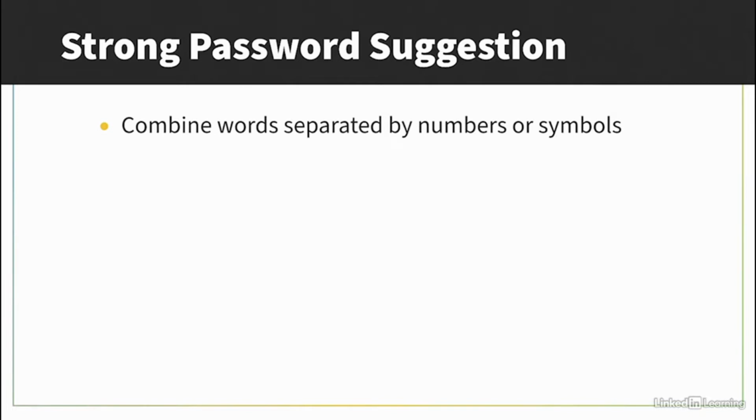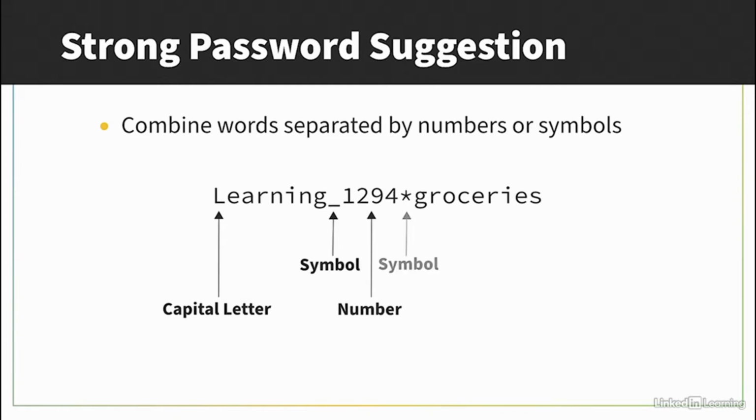Combine a string of words together, separated by numbers or symbols. Add a single capital letter. For example, Learning with a capital L, _1294, asterisk, groceries, lowercase. This type of password is easier to remember and it's easier to type. It's also just as difficult for someone else to guess as those random, jumbled passwords.